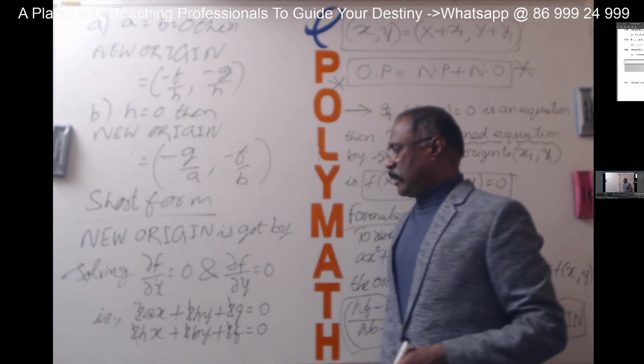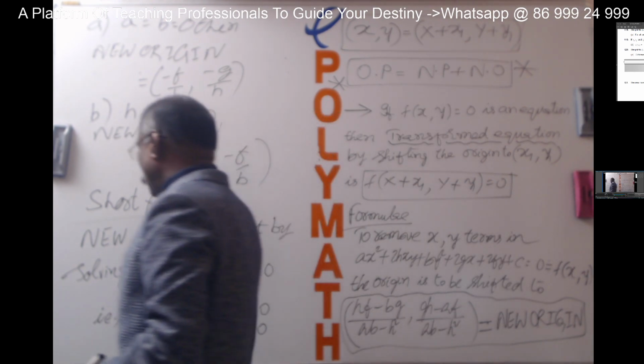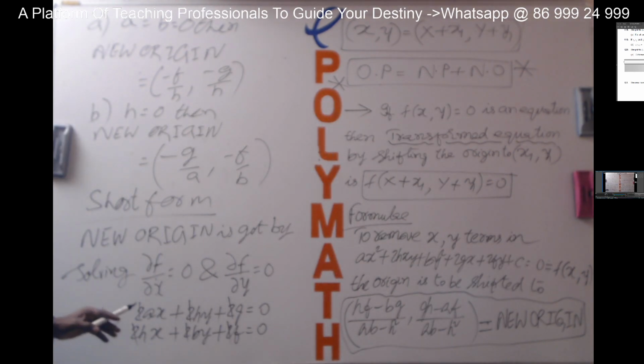So what are the equations finally you have got? ax plus hy plus g equal to 0, hx plus by plus f equal to 0.